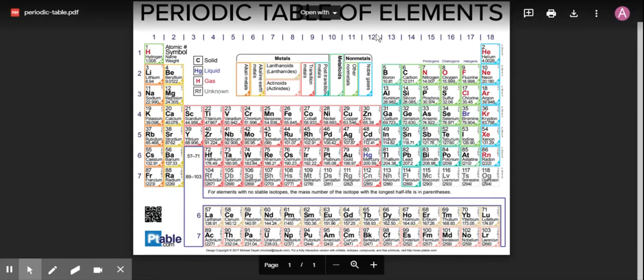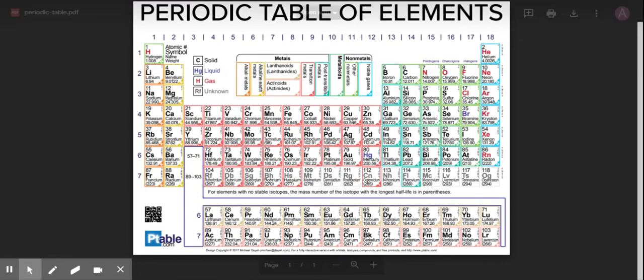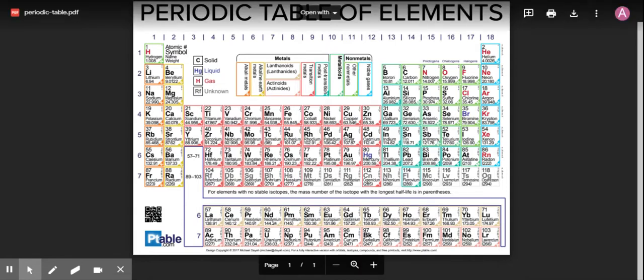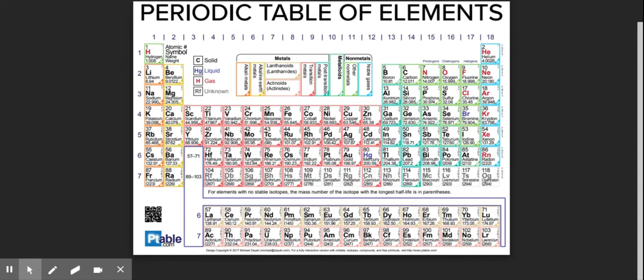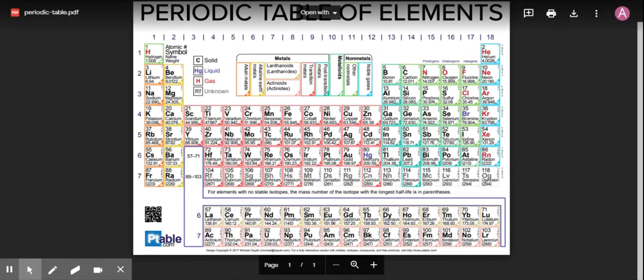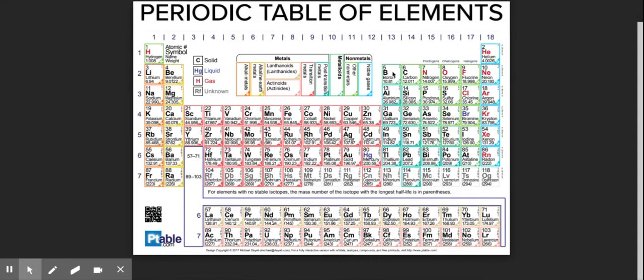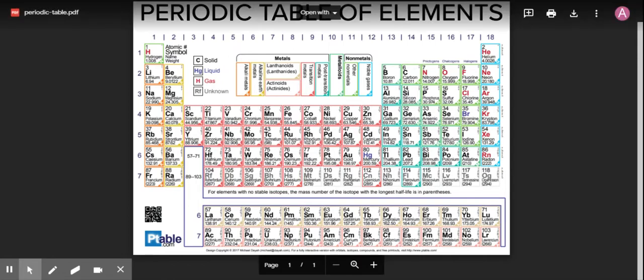Groups 3 to 12, this middle chunk of the periodic table here, are called the transition metals. And they are grouped accordingly because they're metals, right? But then also because they are very similar. They have some qualities that are similar. Group 13, what are those? Boron, aluminum, gallium, indium, thallium, neodymium, right? These are grouped together in group 13 because, again, similar qualities.